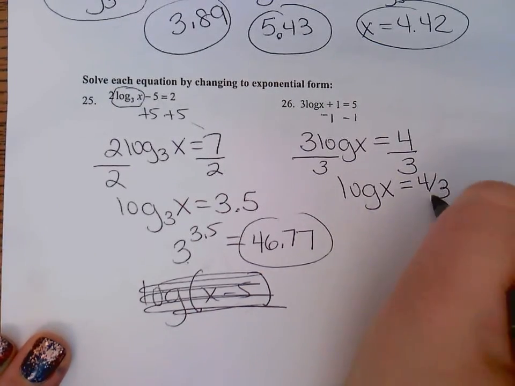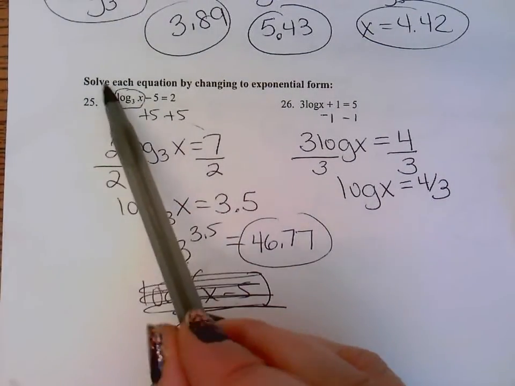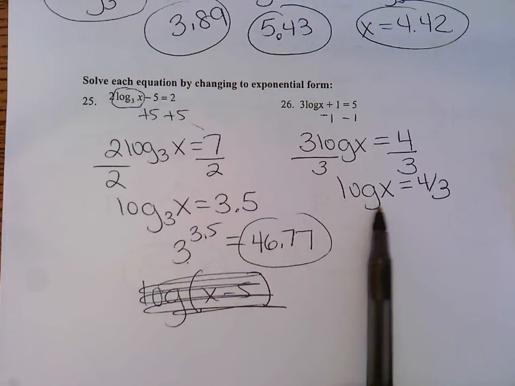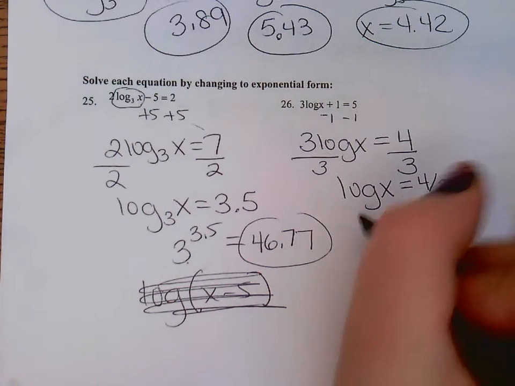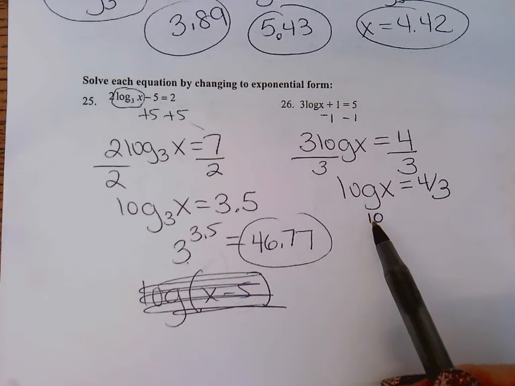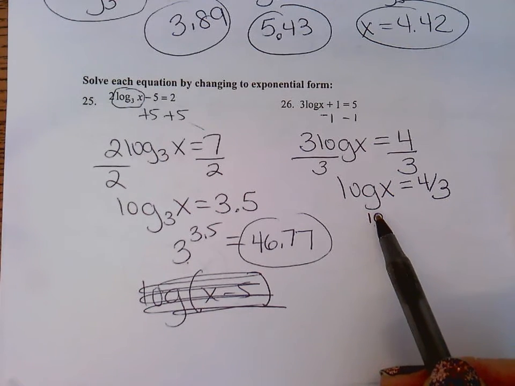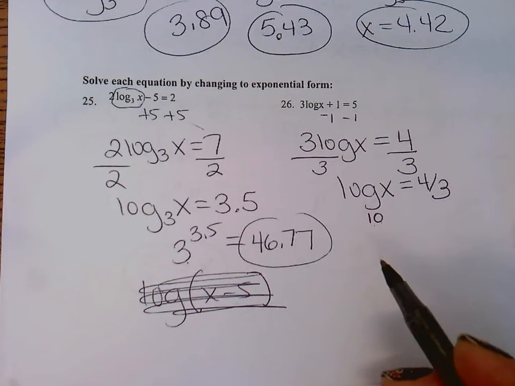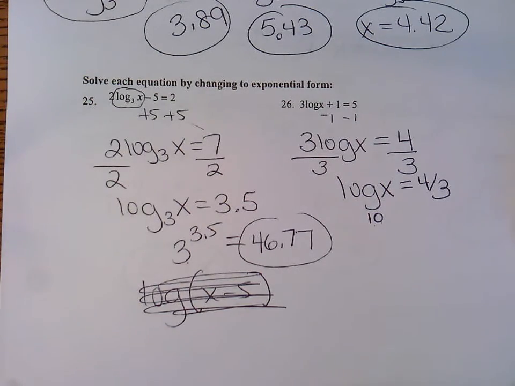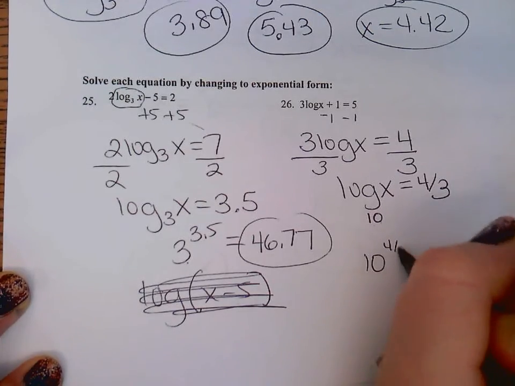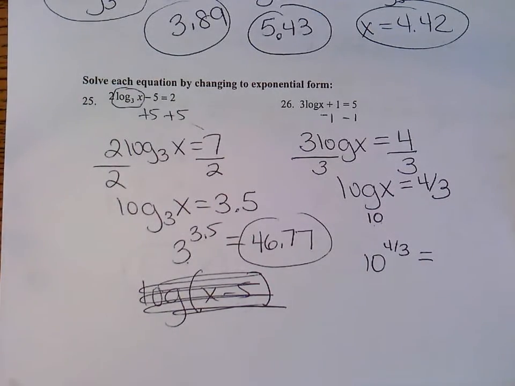So what good is that? It says I have to change into exponential form. What is my base if there's no base sitting there? 10. So the common base for a log is 10, just like the square root is the regular index for that radical symbol. There's nothing written there. It's a base of 10, just like the Richter scale, earthquakes, it's a base of 10. So you're going to do 10 to the 4/3 power on your calculator and see what you get.